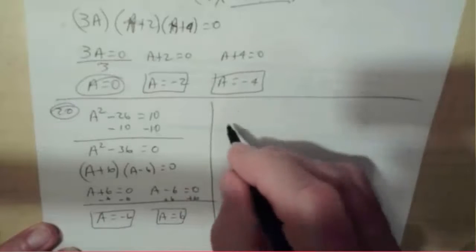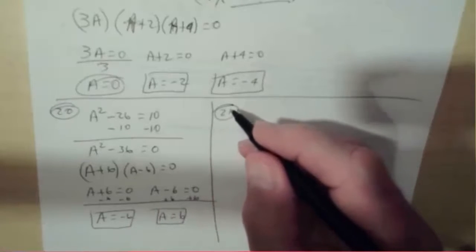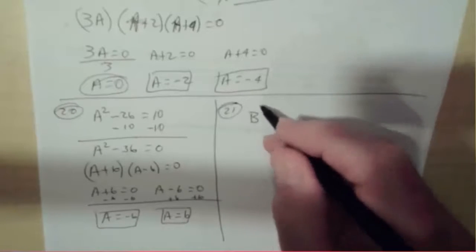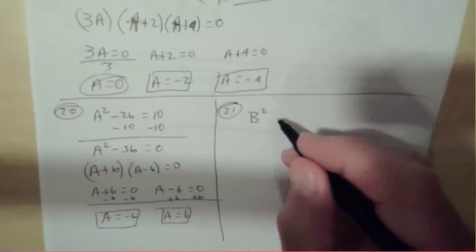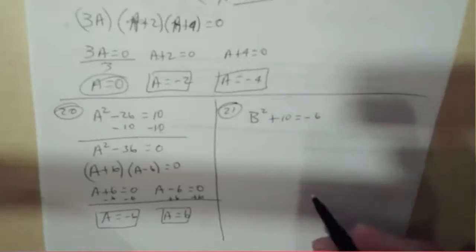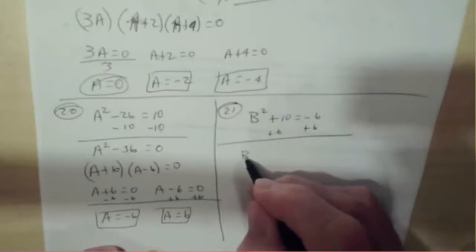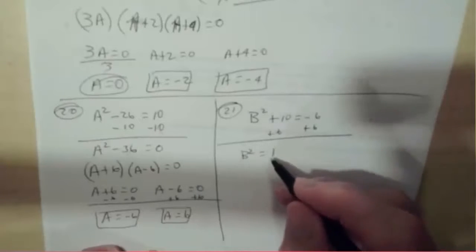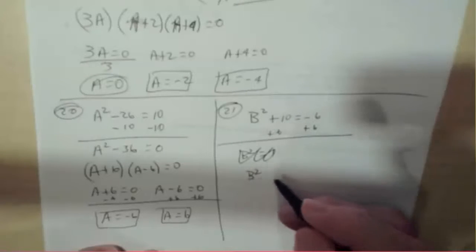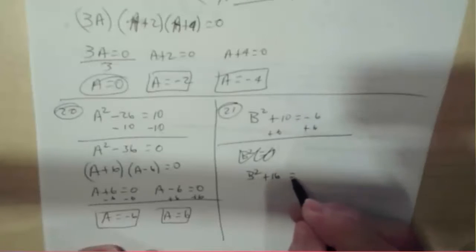Look, I'm going to do number 21 for you also because it kind of goes with number 20. What if we have b squared plus 10 equals negative 6? Now we're going to add 6 to each side. So b squared plus 16 equals 0.